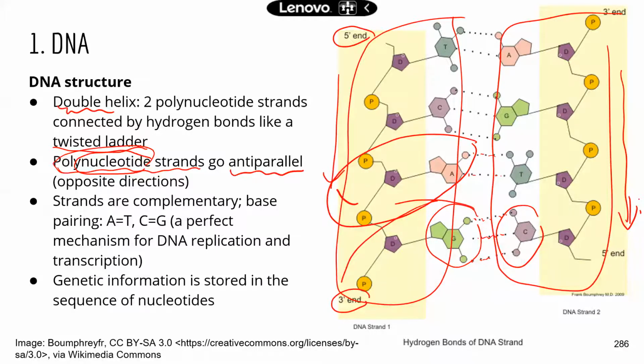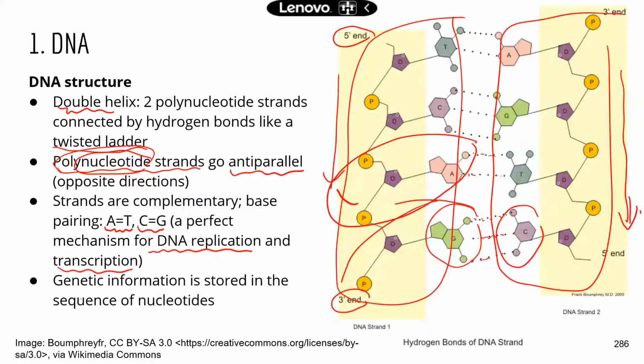Now, these two DNA strands are complementary following the base pairing. You need to remember this. A pairs with T and C pairs with G. This is some of the most basic information you need to know about DNA. So this base pairing provides a perfect mechanism for DNA replication and also for the information flow from DNA to messenger RNA.